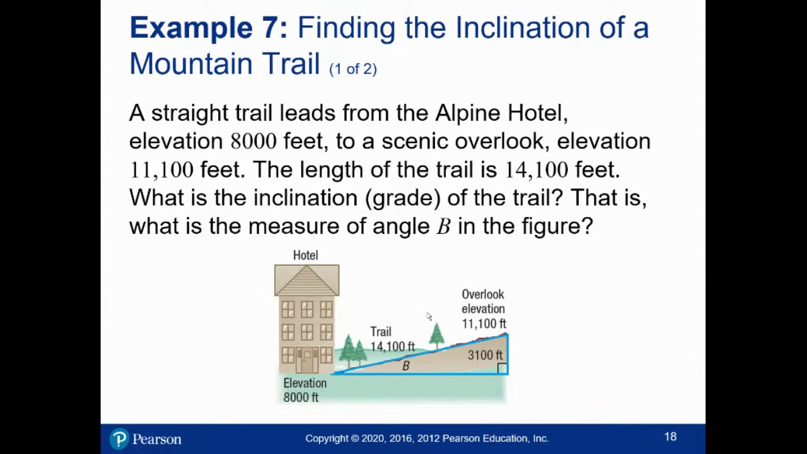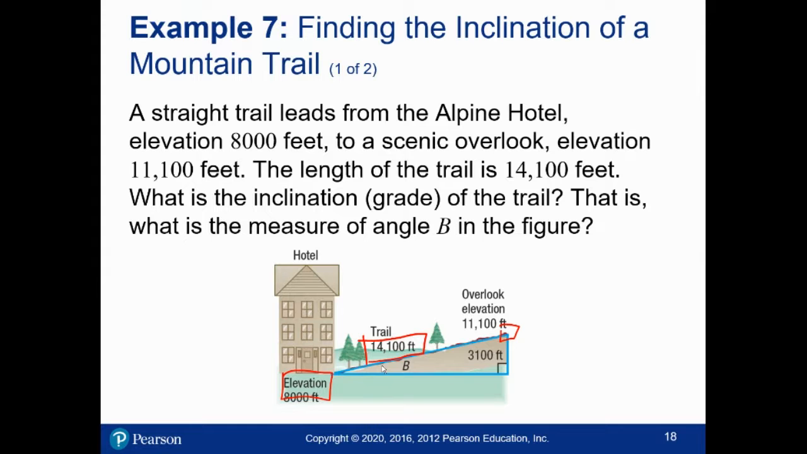Anyway, so we start from a hotel. It's at an elevation of 8,000 feet. So here's where we start, 8,000 feet up. And then we want to go up to an 11,100 foot overlook. The trail is 14.1 thousand feet long, close to 3 miles. So what is the average inclination, the average grade of the trail?